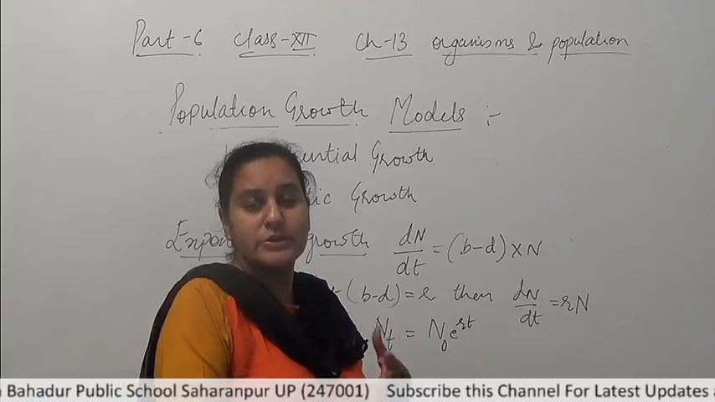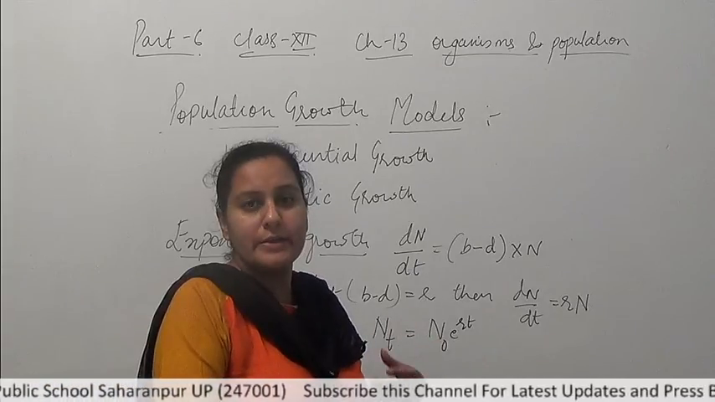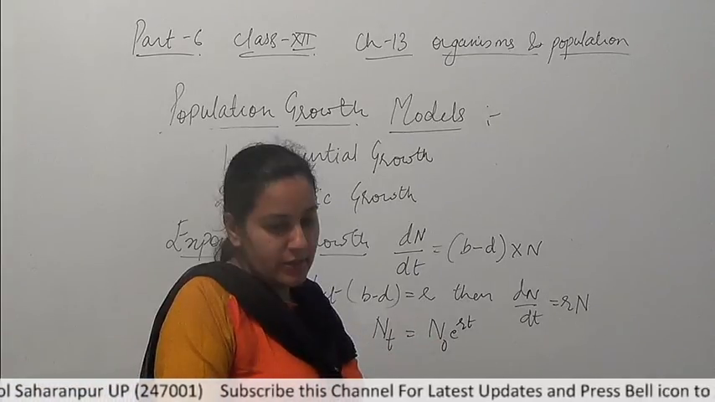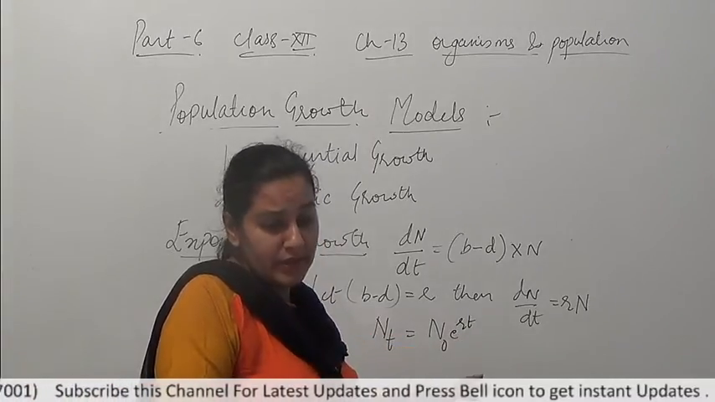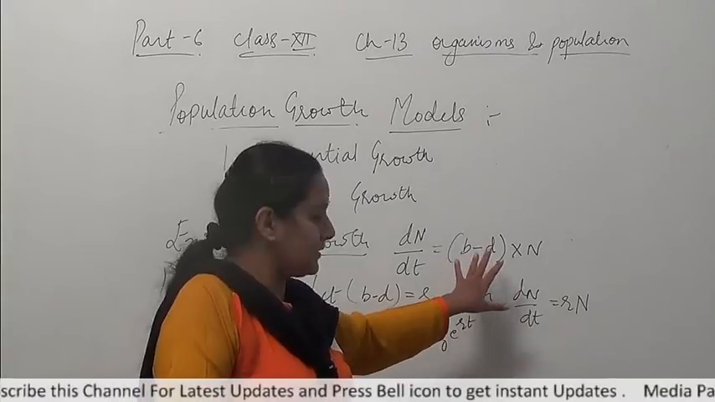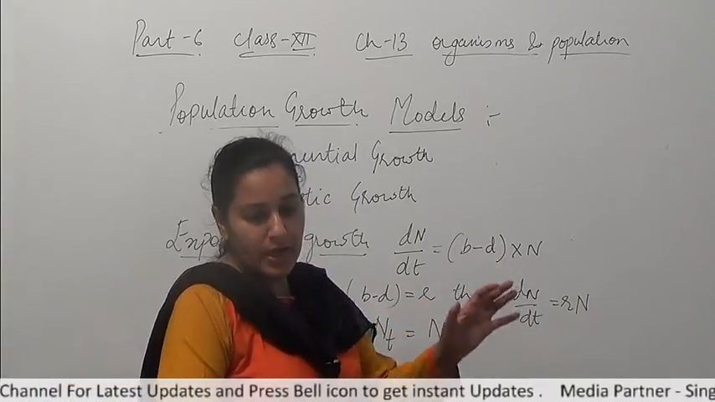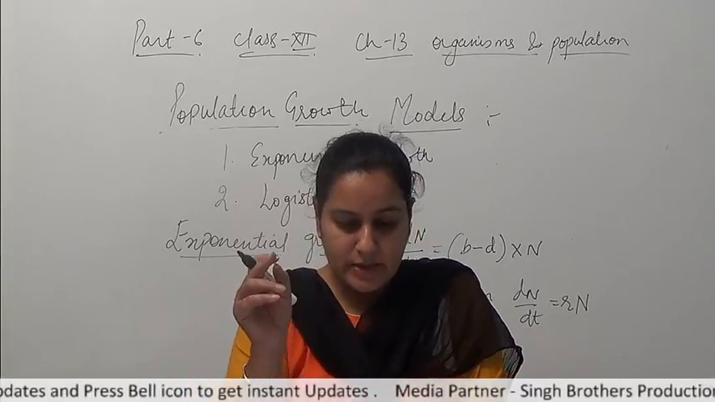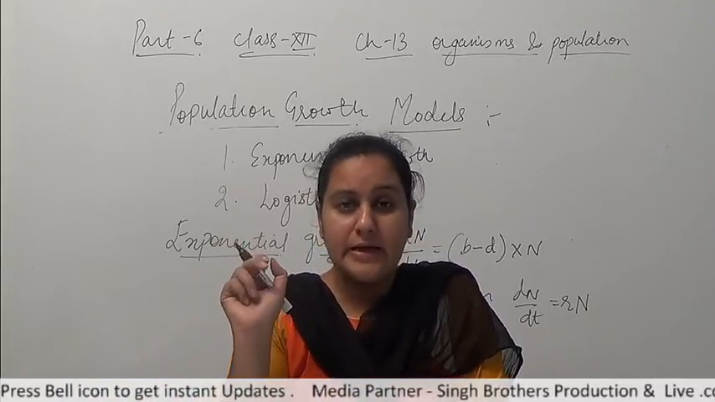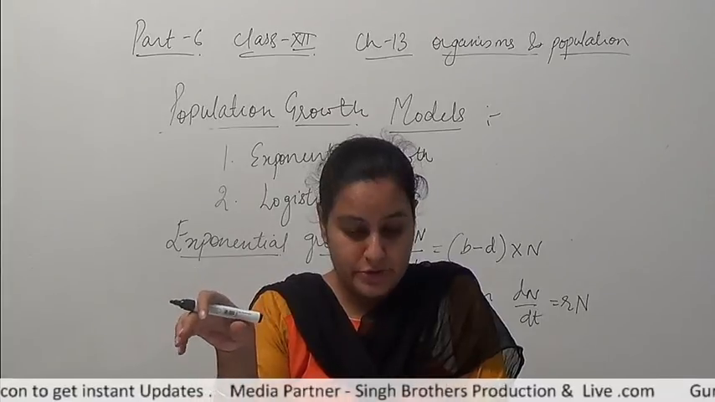Intrinsic means जो natural rate है किसी भी चीज़ का increase होने का. e is the base of the natural logarithm, and then we have b and d, that is birth and death rate. So जो r है, that is an important parameter जिससे कि हम assess कर सकते हैं impacts of the biotic and abiotic factors on the population growth.